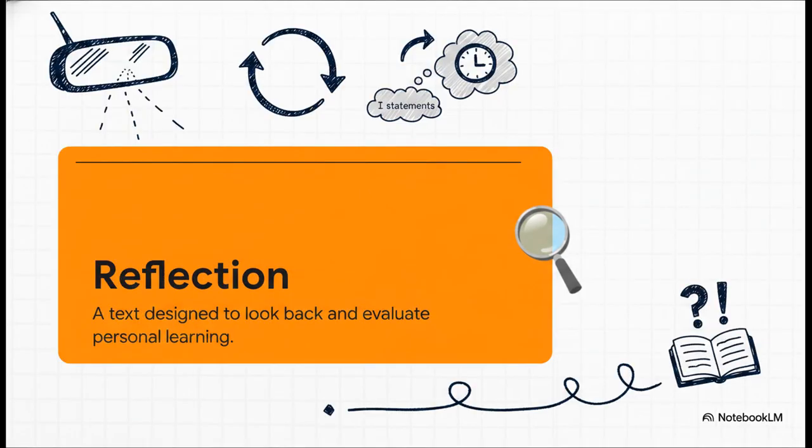And our final pillar is the reflection. If the description was the map for where we're going, the reflection is the rearview mirror. It's designed to look back and evaluate personal learning. The reflection equation is essentially a loop: I statements plus past tense plus an opinion or feeling. So today I learned how to write instructions. I think it was interesting, but a bit difficult. It connects that past experience directly to a personal evaluation.